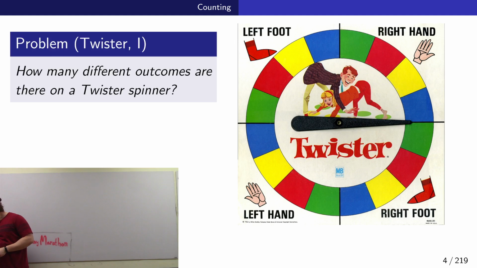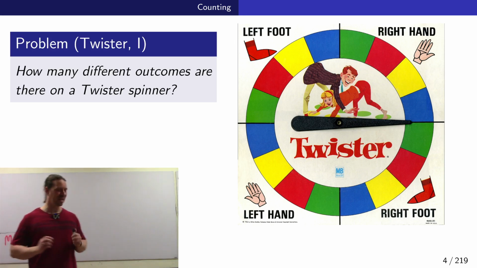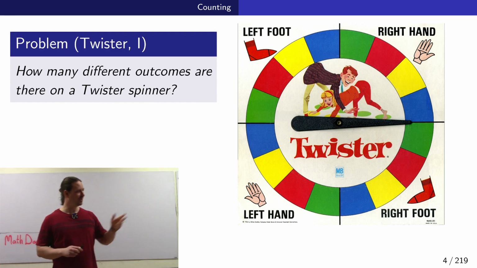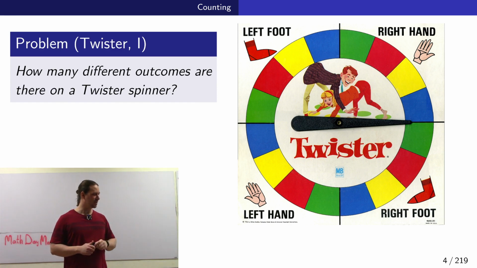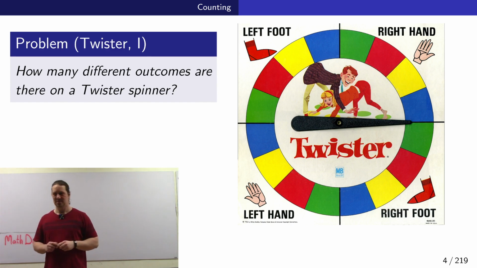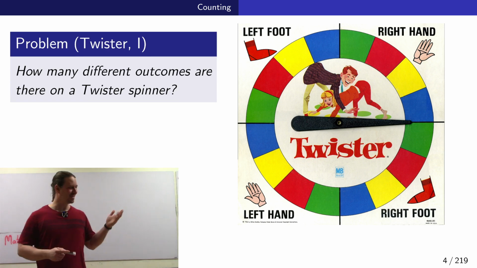First problem, very, very simple: the game of Twister. I hope many of you here are familiar with Twister. You spin that wheel, and wherever it lands tells you where to put a foot or a hand. My question to you is, if I spin this thing, how many outcomes are there? Anyone here care to answer? I know it's not that hard.